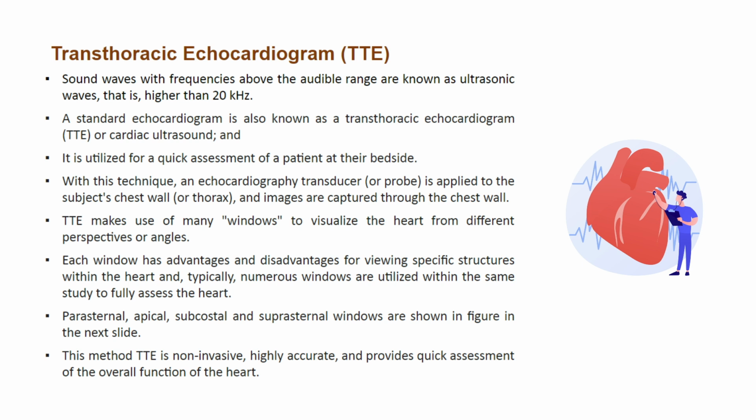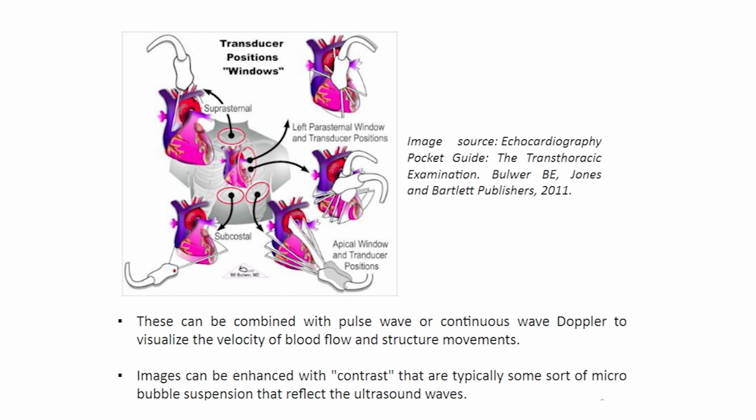Parasternal, apical, subcostal, and suprasternal windows are shown in the figure in slide 8. Parasternal long and parasternal short axis windows are taken next to the sternum. The apical 2, 3, 4 chamber windows are taken from the apex of the heart, that is from the lower left side of the heart, and the subcostal window is taken from underneath the edge of the last rib. You can see these windows as shown in the figure in this slide.